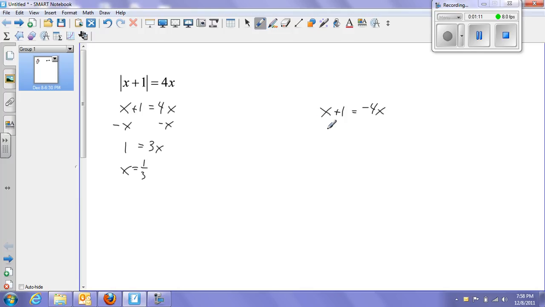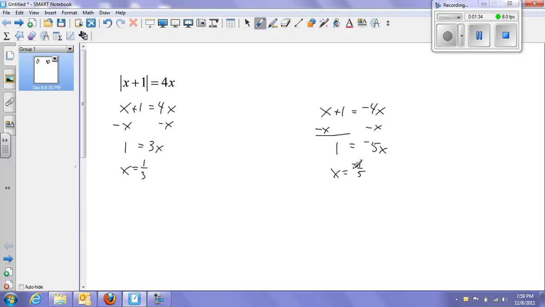Let's do the other side. And we're going to, again, subtract x from this side, and we will subtract x from that side. So over here, I'm going to have 1 is equal to negative 5x, or x is equal to negative 1/5.